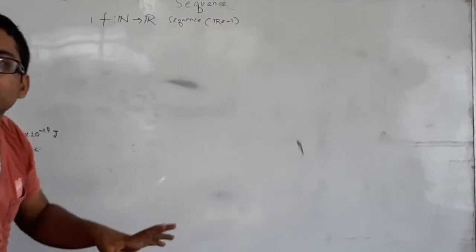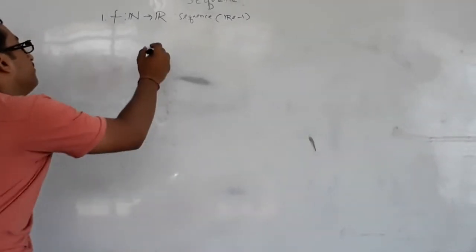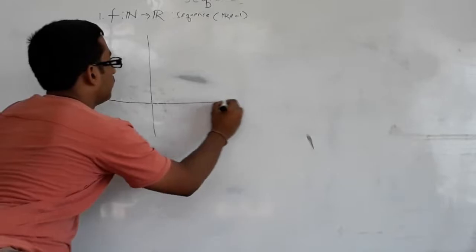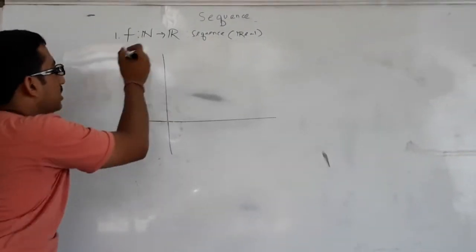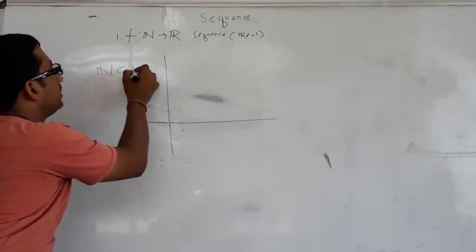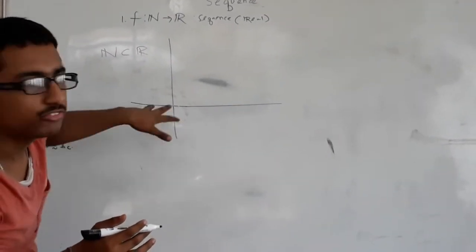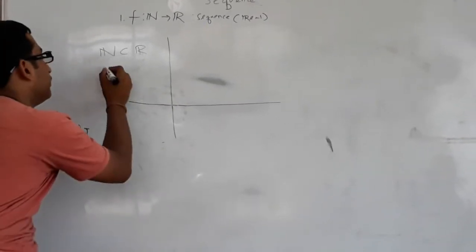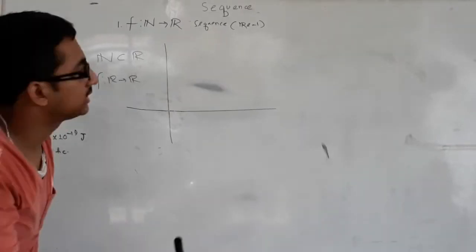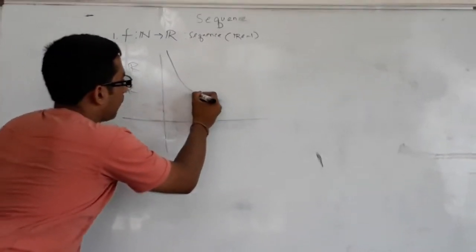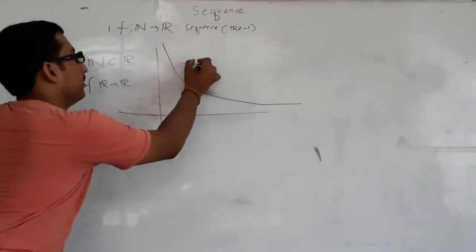Now we will see how a sequence looks on a graph, how to draw it. See that the natural number set is a subset of the real number set. So draw a function of real numbers, I mean f from R to R. Suppose I draw 1 by x. It looks like this: f of x is 1 by x.